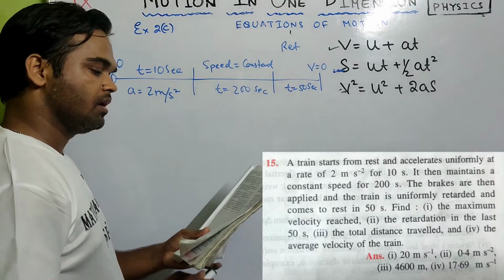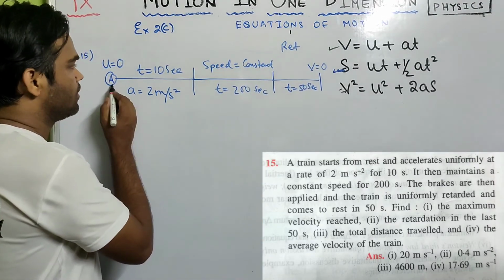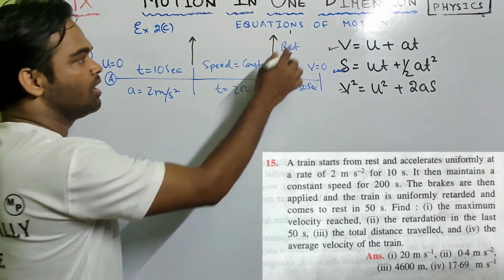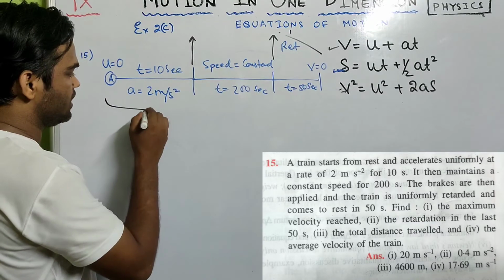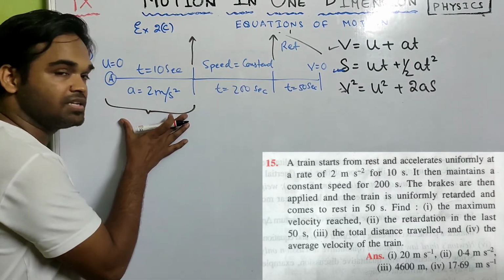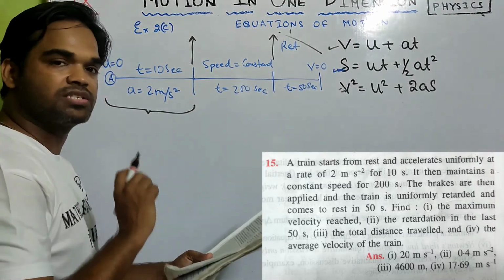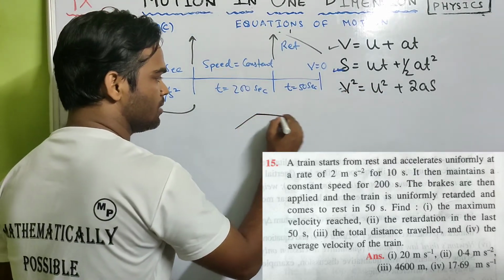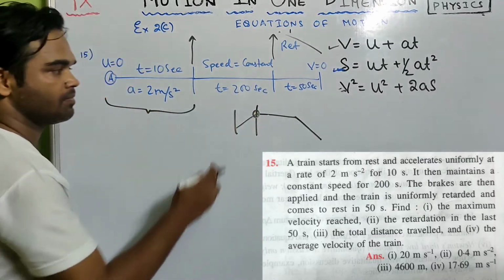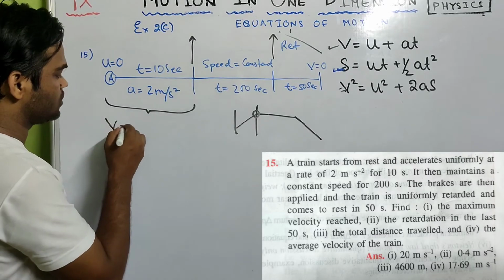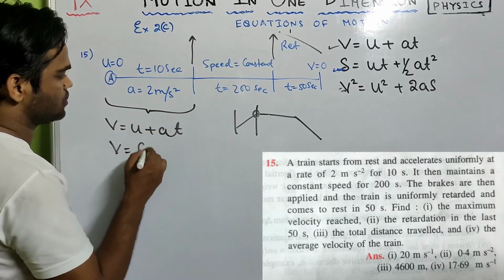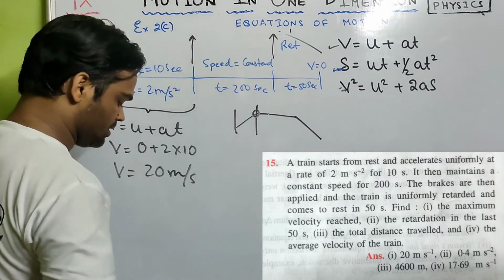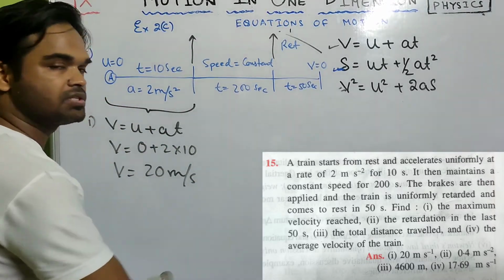What they have asked is the maximum velocity. See, the velocity increases, it maintains the same value, and then the velocity decreases and comes to 0, which means if we get the final velocity in the first case, that is the maximum velocity reached by the body. Try to understand: velocity increases, maintains and then decreases. At this point, final velocity, so V equals U plus at. V equals 0 plus 2 multiplied by 10. So V equals 20 meter per second. And that's the maximum velocity reached by the body.